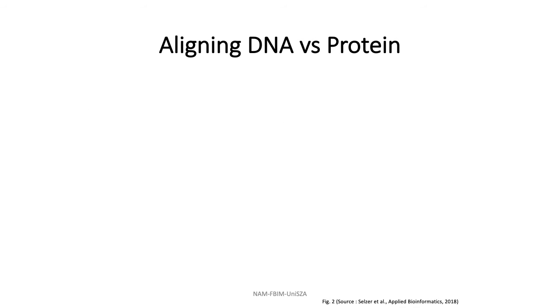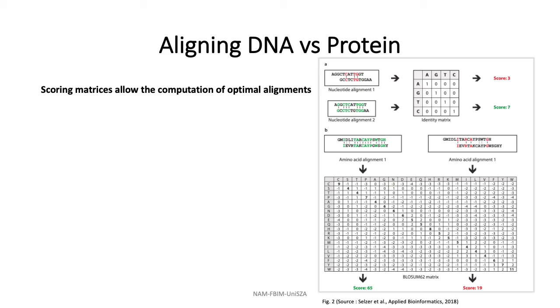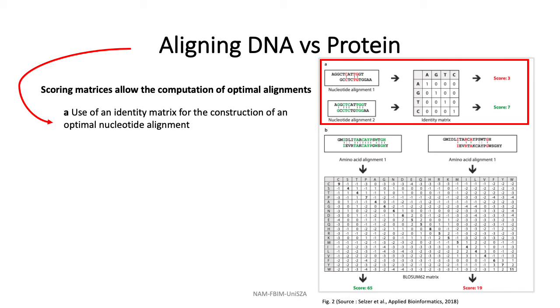Aligning DNA versus protein. The determination of the quality measure is the real challenge for this process, where a scoring metric allows the computation of the optimal alignment. A. Use of the identity metric for the construction of a nucleotide alignment. For nucleotide sequences, the simplest solution is an identity metric.